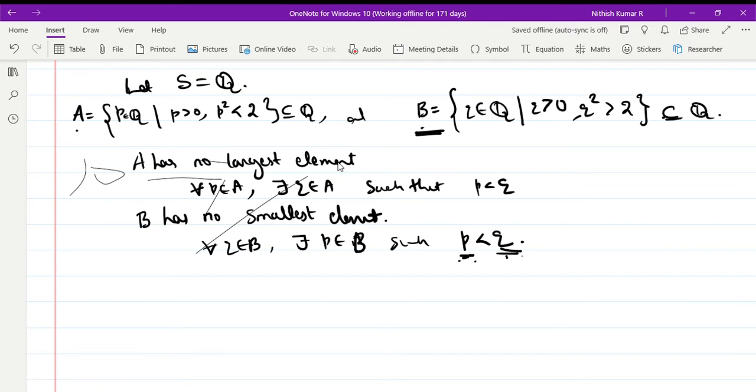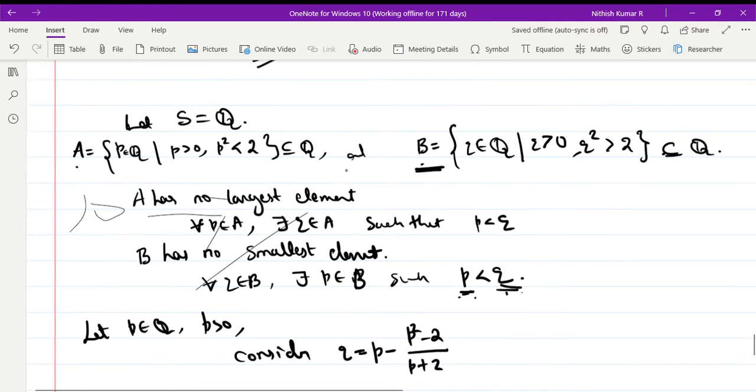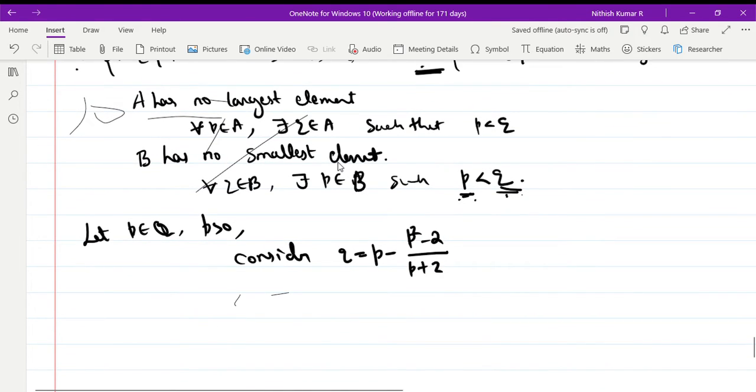So to prove this, let p belong to Q. Consider a rational number p with p greater than 0. Now consider q equal to p minus (p square minus 2) divided by (p plus 2). Now by solving this, making a common denominator, we get it is equal to (2p plus 2) divided by (p plus 2).